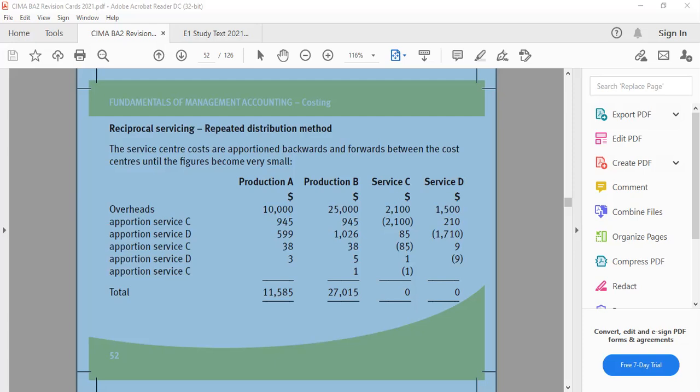So service department C is charging the services to A, B and D in the ratio of 45%, 45% and 10%. So the ratio would be 45 is to 45 is to 10. So total parts are 100, 45 plus 45 is 90, 90 plus 10 is 100 parts. So the total cost of service department overhead is 2,100. Do you see that? This 2,100 will be charged. So it is equal to 2,100 into 45%.